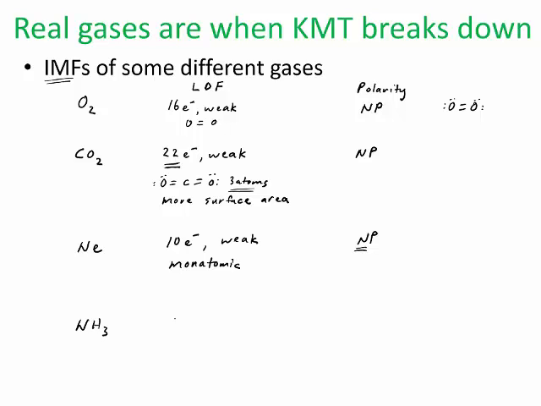has 10 electrons, so its LDFs are also weak. If we draw the structure here for NH3, which is ammonia, we see that it has dipoles, and not only that, but it has a special dipole where it's N to H. The difference in EN there is 3.0 for N minus 2.1 for H, so 0.9, which is relatively high for EN, and as we know, the N to H bond can do hydrogen bonding. So what we're going to see here is these different gases.